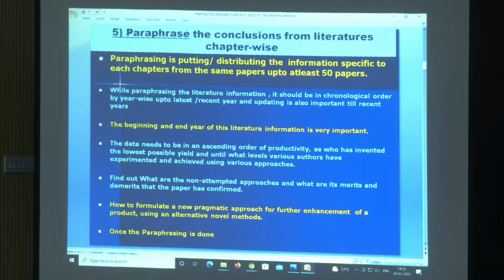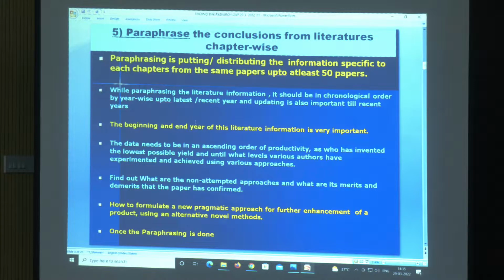But while you are paraphrasing itself, if you write it properly in a year wise, okay, this is the year wise, first oldest paper, then 92, 98, 99, 2000, 2002. So while picking those and putting into information or thesis or in research papers, it will be very easy for you. You don't have to juggle around, oh, whether this is old, that is old, this is old, that is old, like that. So please make the paraphrasing the information into a chronological order by year wise, latest, recent, and so on. The beginning and end year of this literature information is very important.